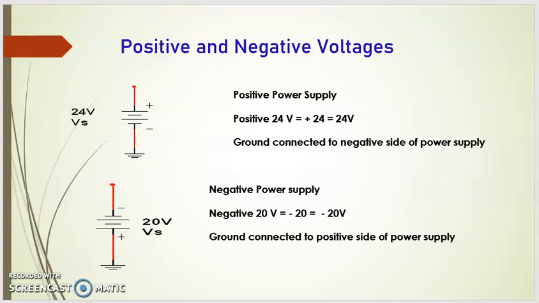We'll start by reviewing positive and negative voltages. A positive voltage is one in which the negative side of the supply is connected directly to ground. A negative voltage is one in which the positive side of the supply is directly connected to ground. So this is positive 24 volts and this is negative 20 volts. We do not indicate the negative sign because the symbol already shows that the positive side is connected directly to ground.